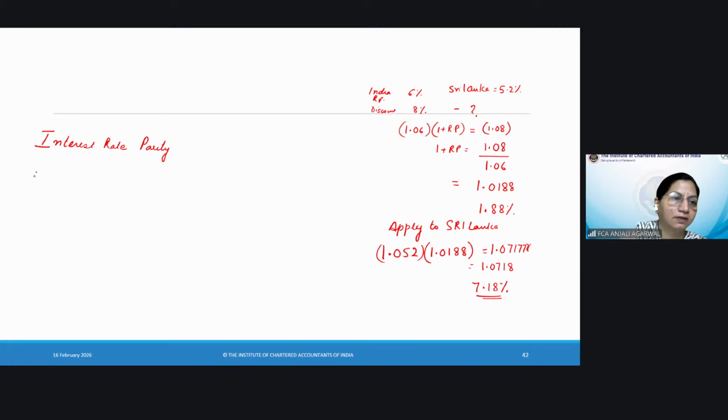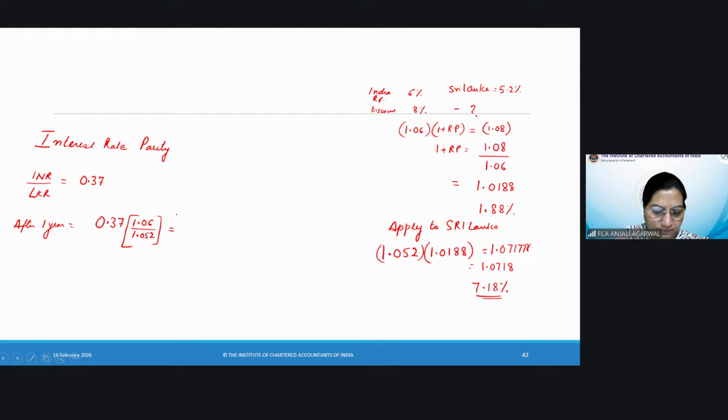So the INR on Sri Lankan rupee, which is 0.37 today, after 1 year, it should be 0.37 multiplied by 1.06 divided by 1.052. So this will become 0.3728.